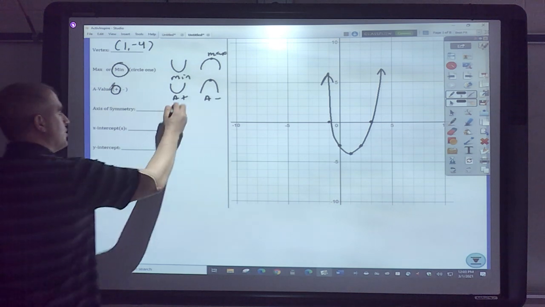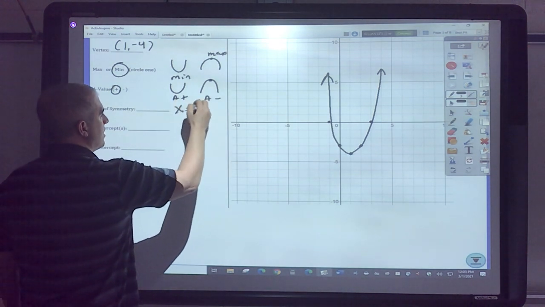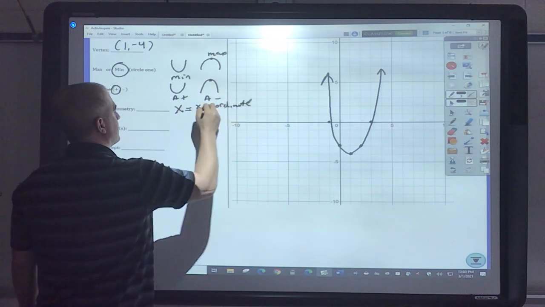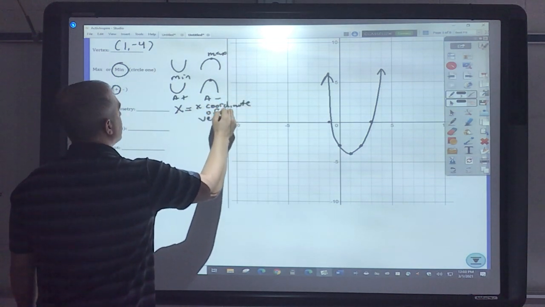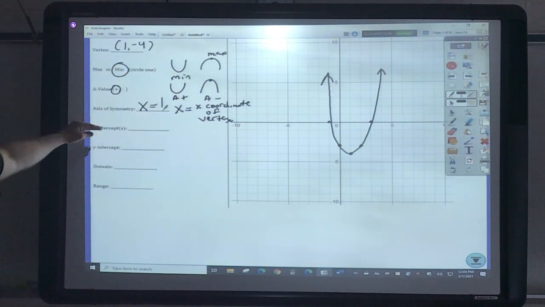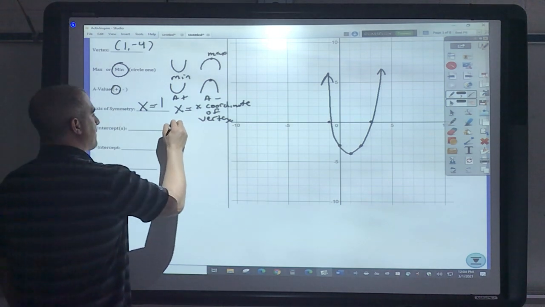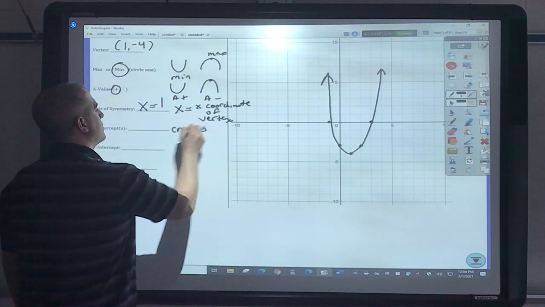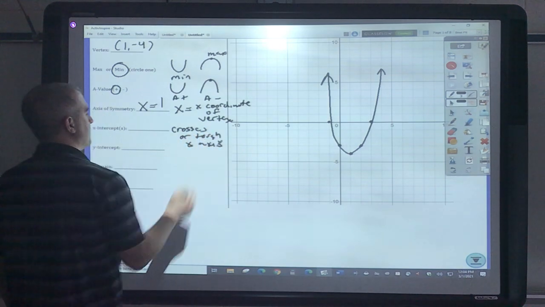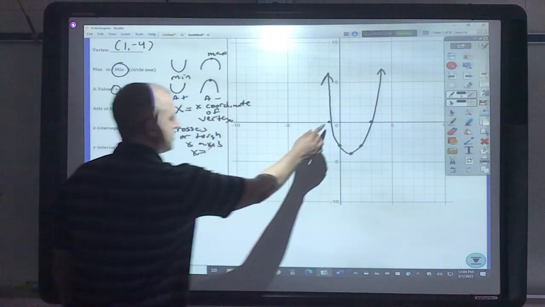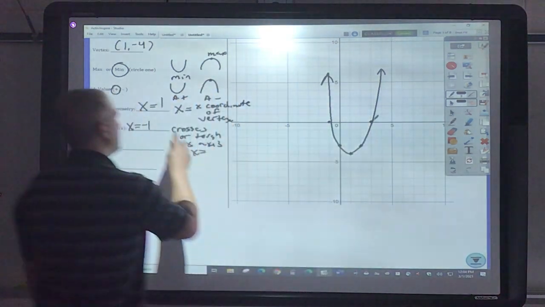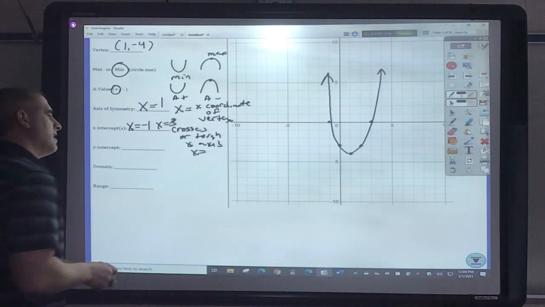The axis of symmetry is x equals whatever the x coordinate is of your vertex, okay? So in this example, my x coordinate is 1, so my axis of symmetry is x equals 1. The x-intercepts are where the graph crosses or touches the x-axis, and it is written as x equals. So this touches at x equals -1. It also touches at x equals 3. Okay, so those would be the x-intercepts.